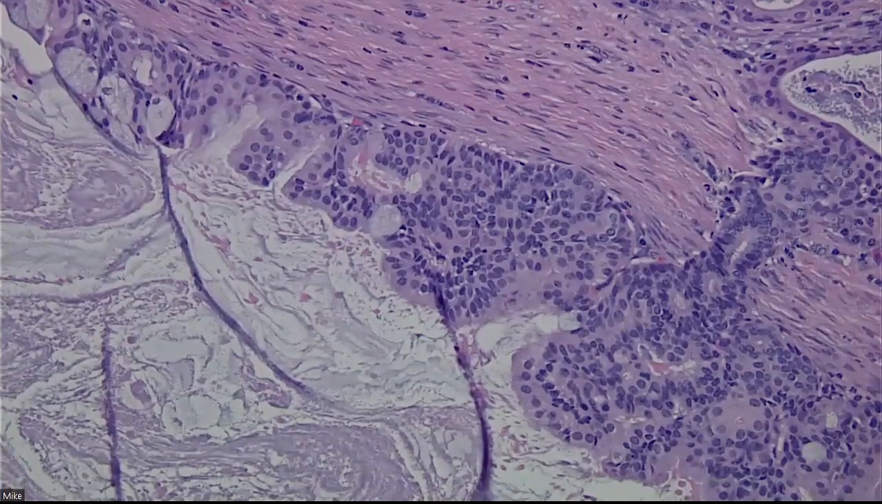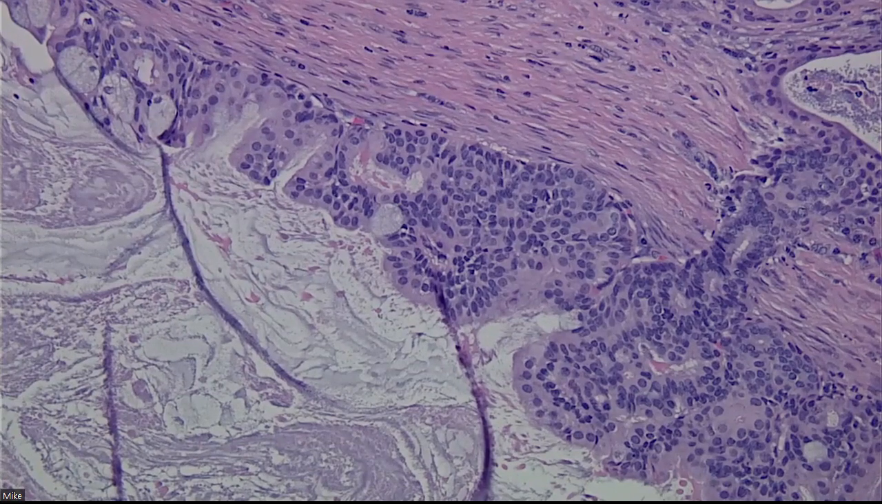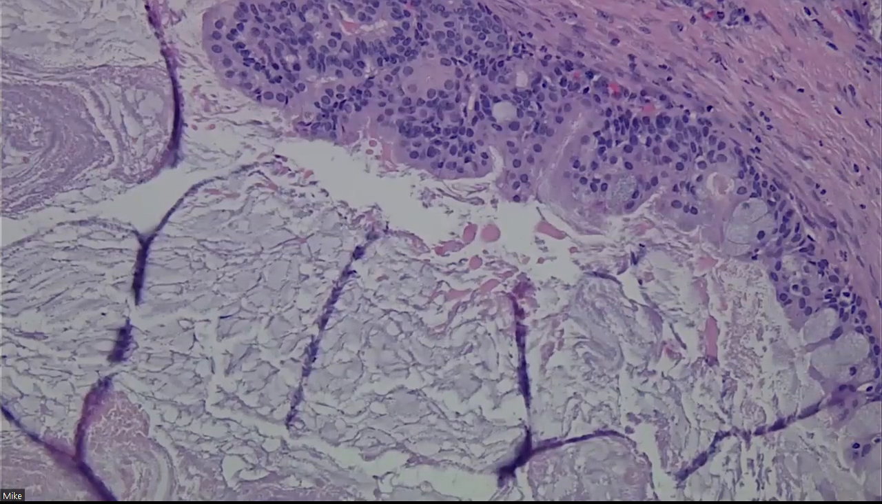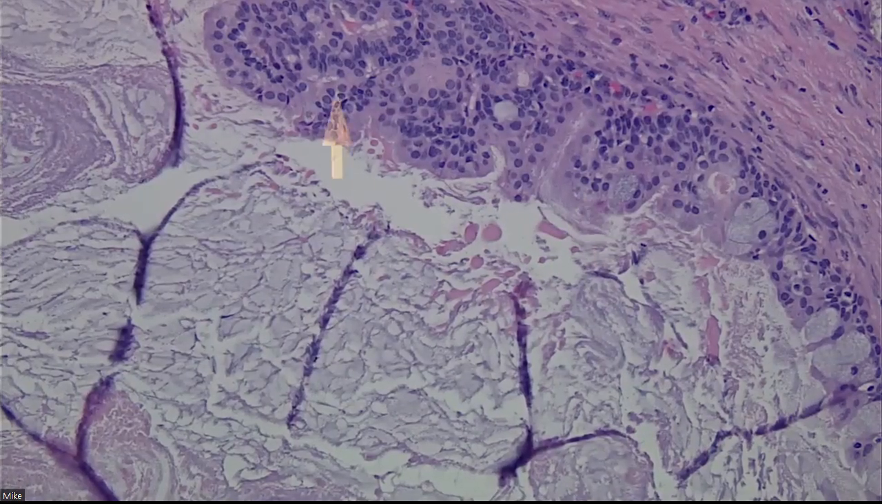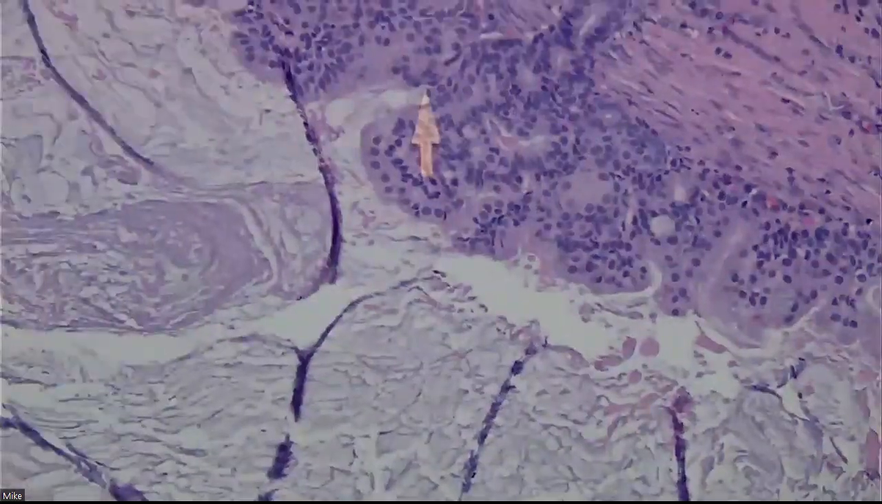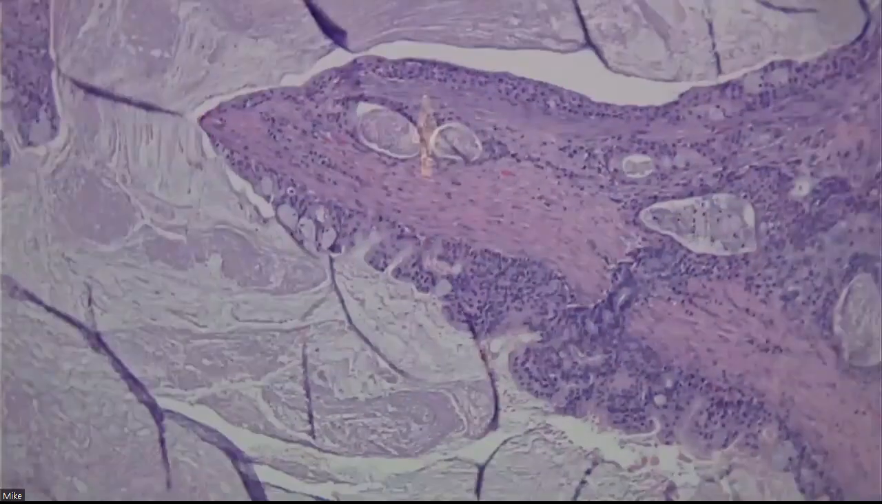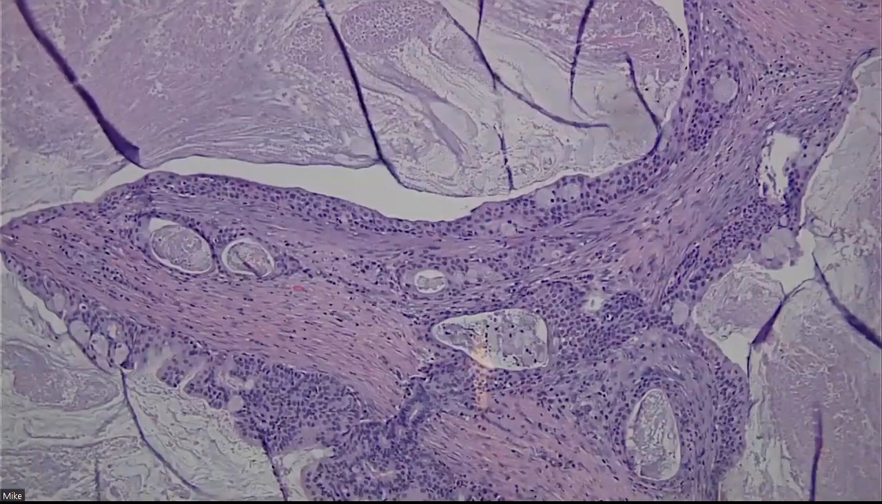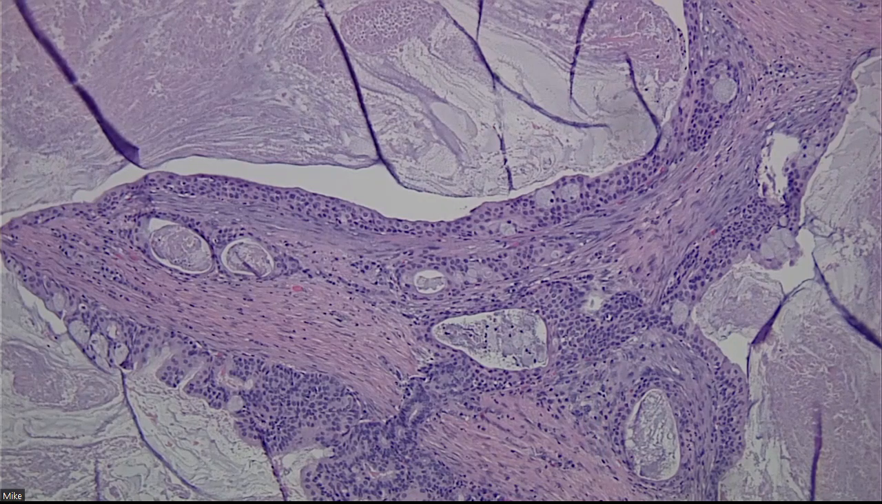And so you can often also see it creating these complex projections into the lumen that almost have this tufted or micropapillary look. That's also super common for mucoep, right? So even just that tufted intracystic architecture, like we see here, is really good. Yep, these are just islands of intermediate looking cells.